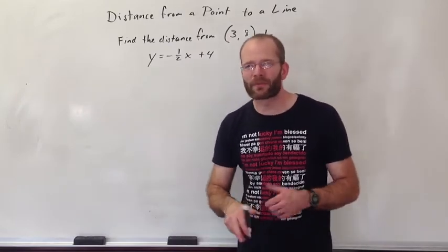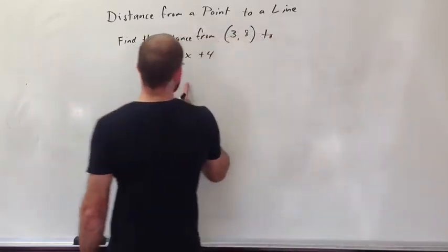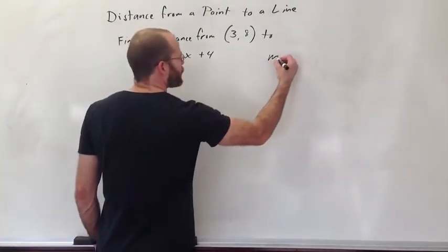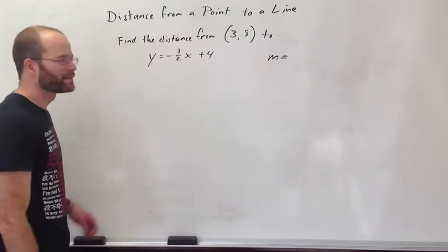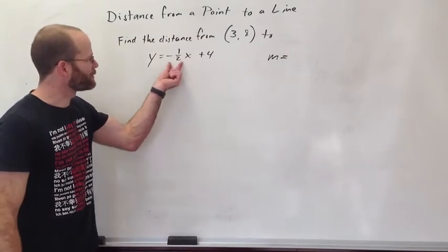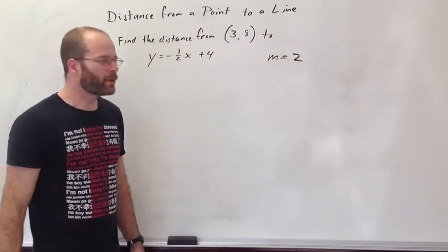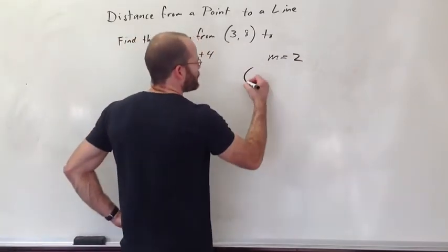What would be the slope of that line? Well, we can see that the slope of this line is -1/2. So the slope of the line we're looking for will be equal to +2, the opposite reciprocal of -1/2. M equals 2. Now we use point slope form of a linear equation.